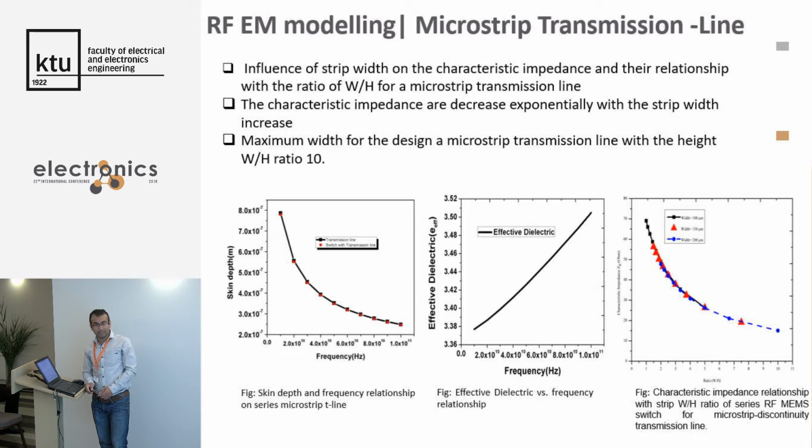Here we can see that the ratio is less than 10, and the characteristic impedance is around 20 ohm. For getting this characteristic impedance, I went through the effective dielectric constants over a range of frequencies, and also the skin depth.